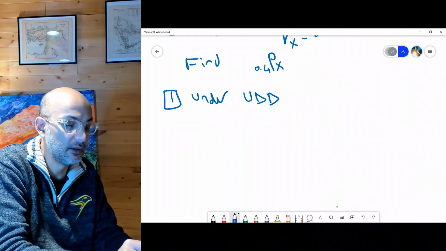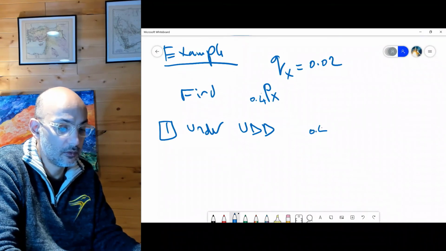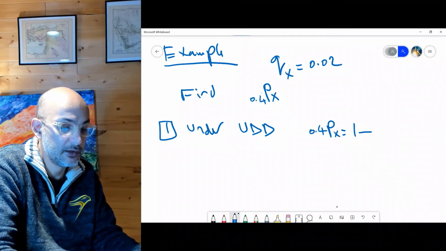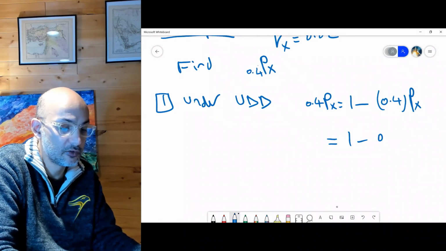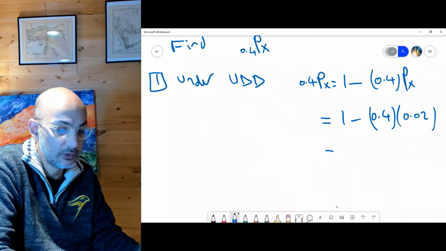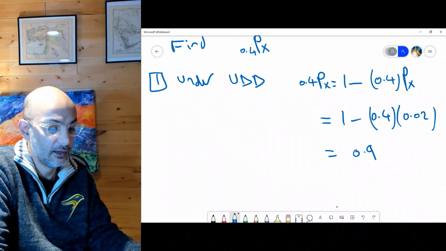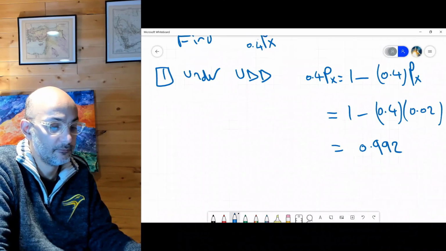And this is simple. Under UDD, remember what we did, s px is equal to 1 minus s qx, so 0.4 multiplied by qx, right? So this one will be 1 minus 0.4 multiplied by what is the qx, 0.02, and this one will be 0.008, so it will be 0.992, right?